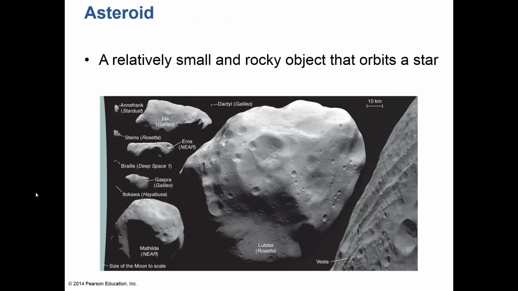And then we have some kind of leftover stuff in the universe. And so one of these is asteroids, a relatively small and rocky object that orbits a star. Some of these orbit planets like the Earth. Most asteroids are found between Mars and Jupiter in the asteroid belt. And we have sent a number of spacecraft to go to asteroids to check them out.